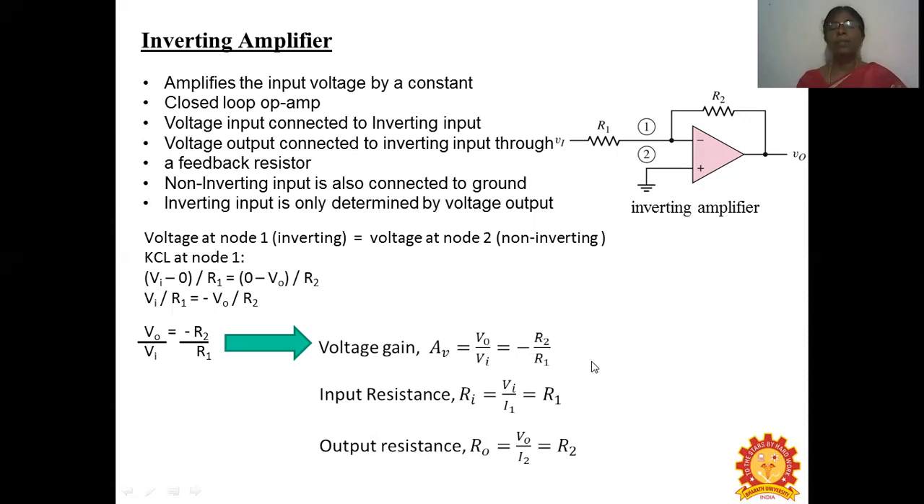Here we must also represent the input resistance and output resistance. Input resistance Ri is equal to the ratio between the input voltage and input current, that is Vi by I1, and output resistance R0 is equal to the output voltage to output current, that is V0 divided by I2.